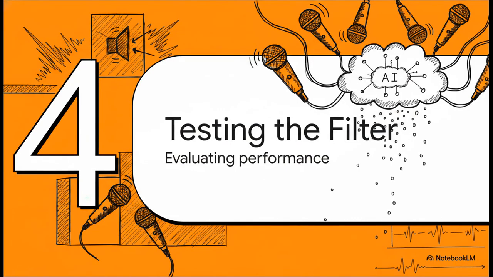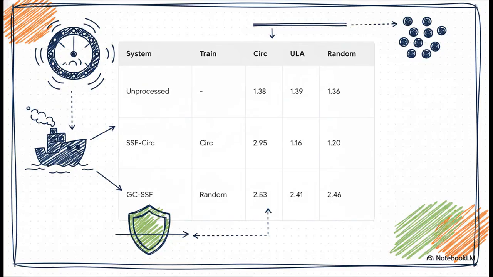Now for Section 4, testing the new filter. The theory sounds great, right? But what happens when we actually scramble the microphones in a lab and test it? Well, the PESQ scores, which is basically a standard metric where higher means clearer speech, tell a wild story. Check out the baseline model. When it's trained and tested on the exact same circular array, it gets a really solid 2.95.